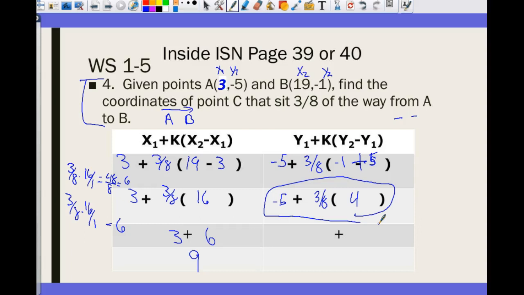Okay? I understand. This can be a little tricky, especially because you guys aren't as used to it as I am. We have 3 divided by 8 times 4 over 1. 3 times 4 is 12 over 8. That simplifies down to 6 over 4, which simplifies down to 3 over 2.